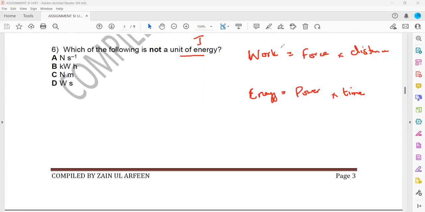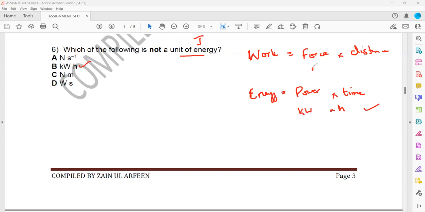And what is the unit of power? Like here, when you check the options, the correct answer for this one, which is not a unit of energy, is option A. But what about option B? Because it's kilowatt hour. Like power can be kilowatt and time can be in hour. So that will make a unit for energy. Like that is a possible unit of energy. If energy is power multiplied by time, power might be in kilowatt and time in hour. So the unit of energy will be kilowatt hour. So this is a valid unit.